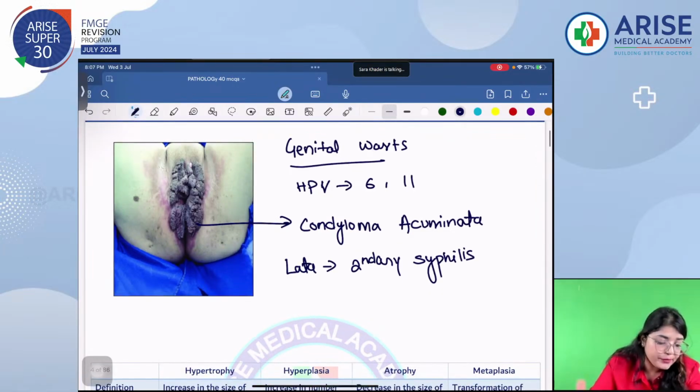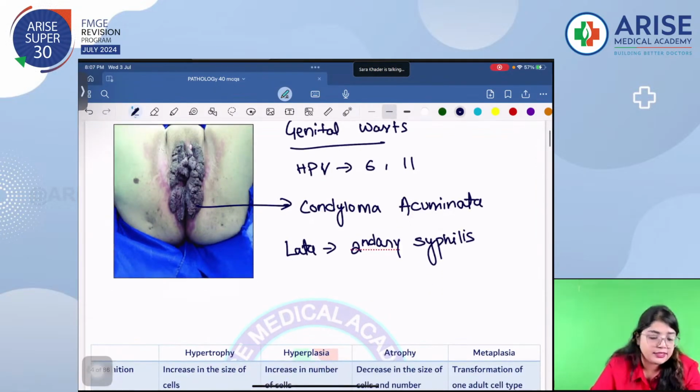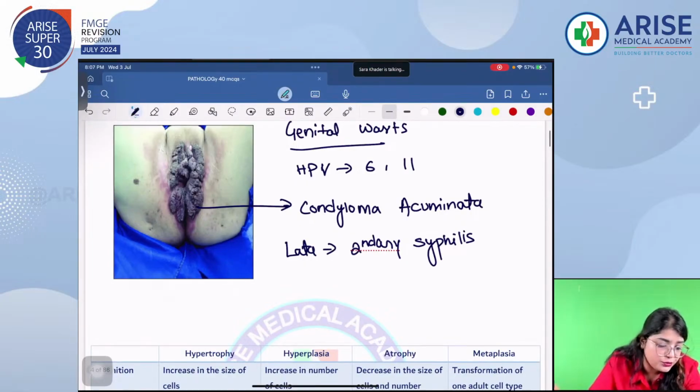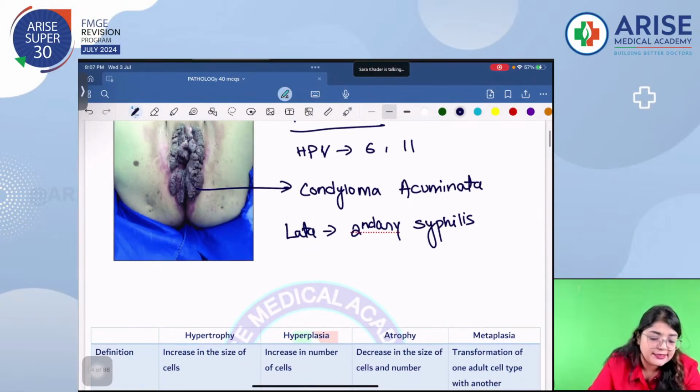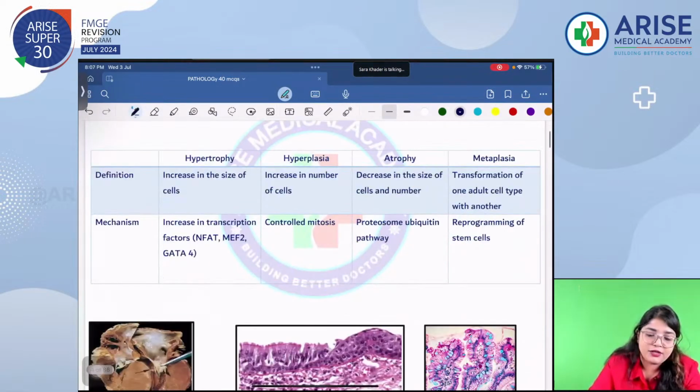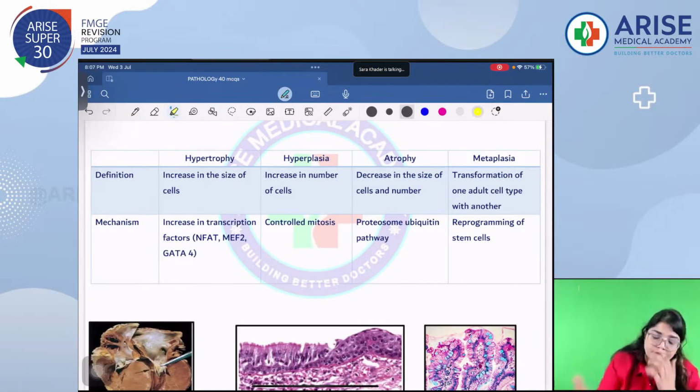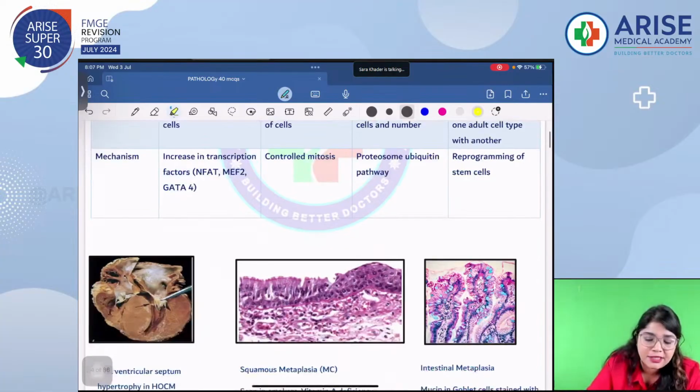All right. I hope this is clear to all of you. Yes, very good. Very good. Sindhuja, Megha, Ananda, Mohammed. Very good, guys. So these are the different definitions and mechanisms of all your cellular adaptations.